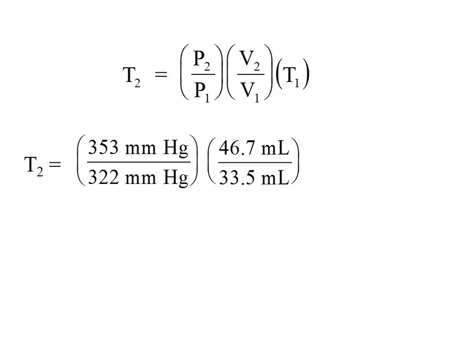And then our Kelvin temperature, T1, 285, 285 Kelvin. Millimeters of mercury cancel, milliliters cancel. We're left with units of Kelvin, which is wonderful. In the end, though, we're going to clean those Kelvin back to Celsius in a minute. Okay, so with 3 sig figs, I get 436 Kelvin.